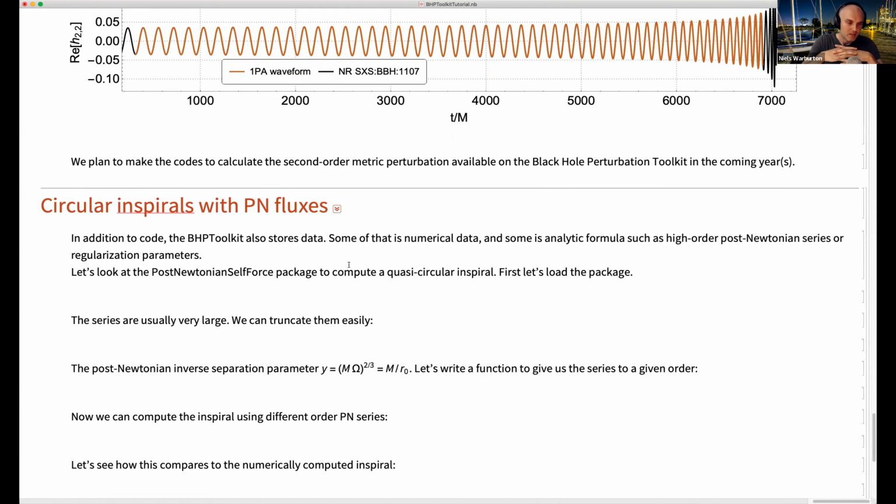So in addition to code, as I said before, the toolkit also stores data. Some of that can be numerical. As Barry mentioned, the very large numerical data sets go on Zenodo, but the analytic data sets, such as regularization parameters, and in particular post-Newtonian series, are typically stored in GitHub. And in the case of the post-Newtonian series, there's actually a package as well, a Mathematica package wrapped around it for working with those series, because they're large and they can be quite helpful.